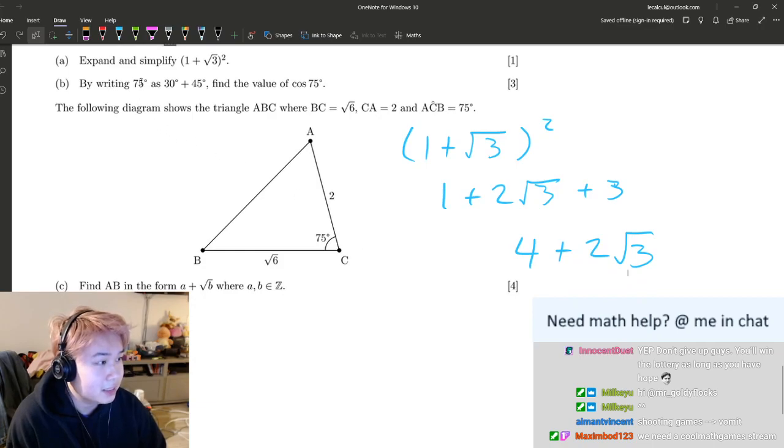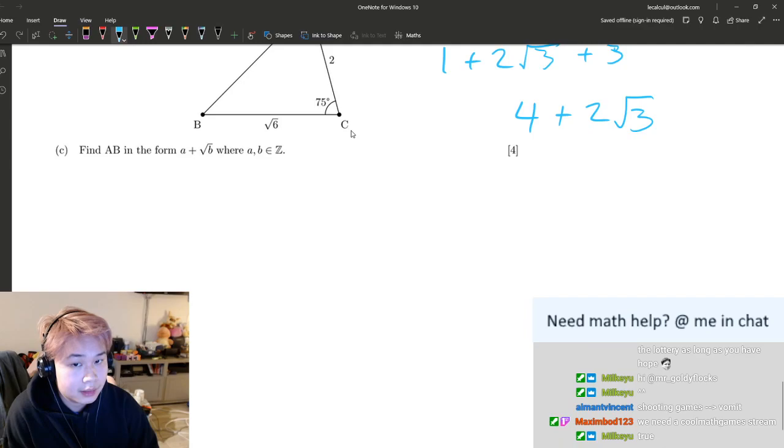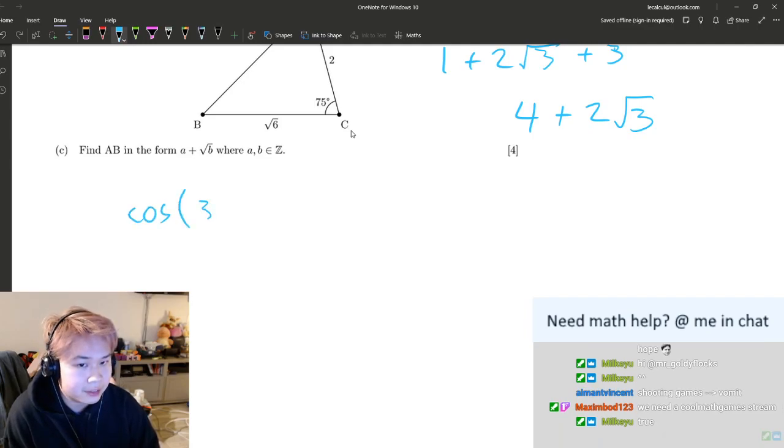Anyways, okay, next up. By writing 75 as 30 plus 45, we need to find the value of cosine 75. So cosine 75, we're going to write as 30 plus 45.